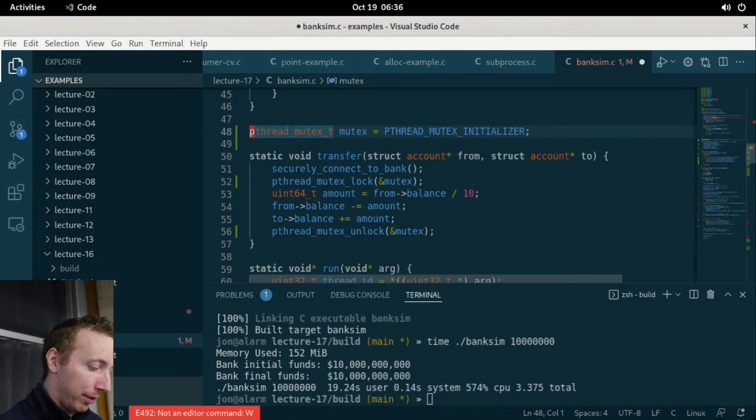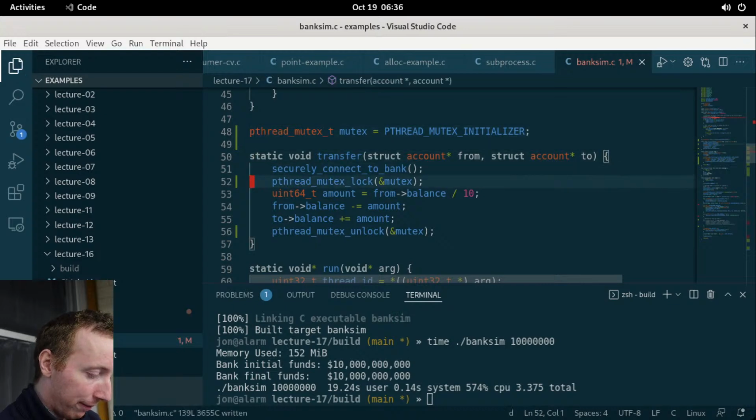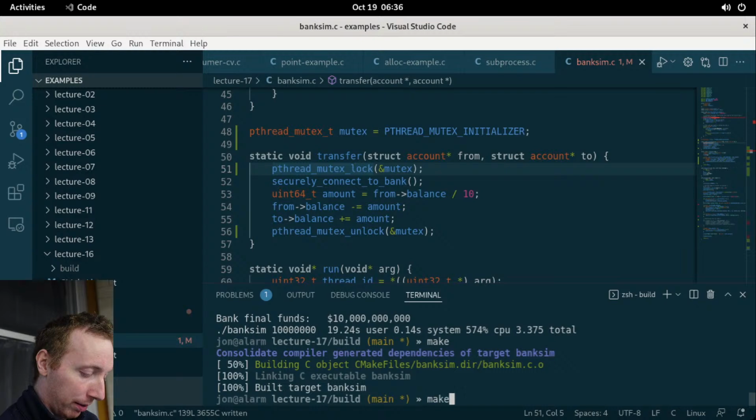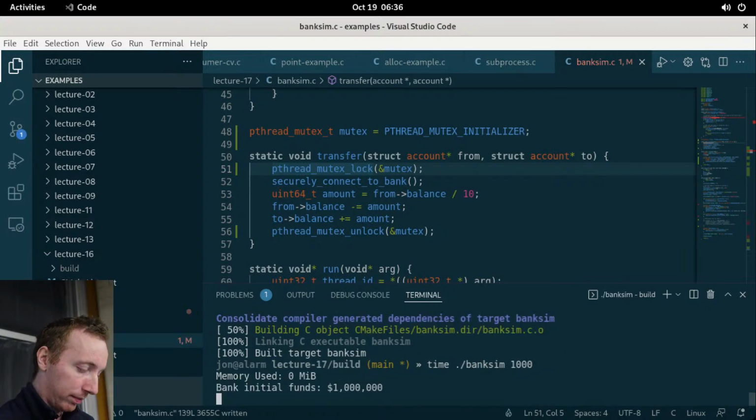So that's a good question though. If I actually just lock the entire transfer function, well, it's probably going to be really slow. Oh, okay.